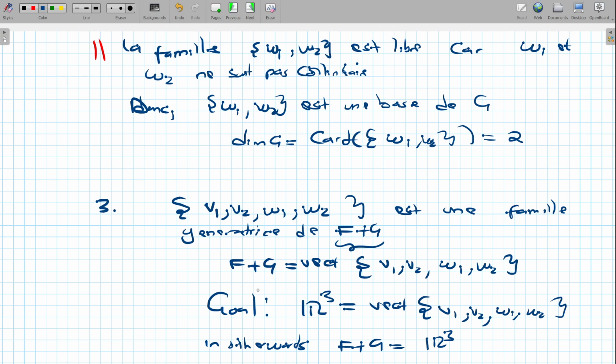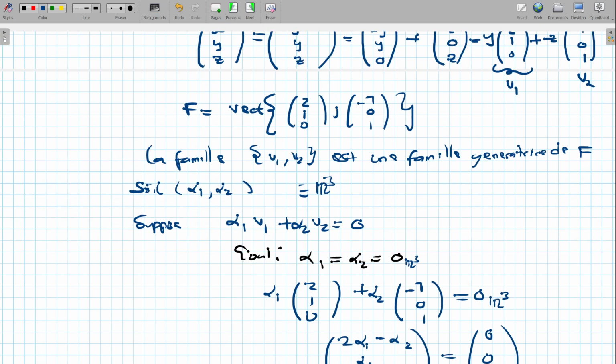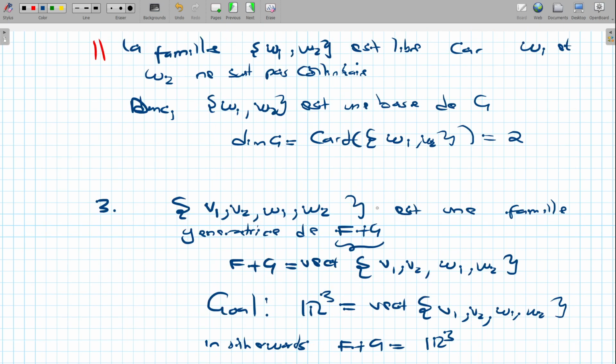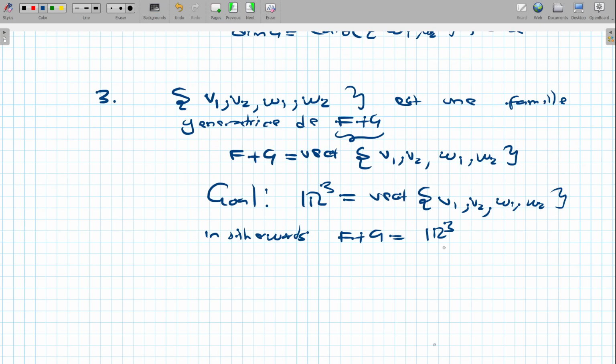In other words, F plus G is equal to vect of the vectors V1, V2, W1, W2. But then the question is saying we must show that this same family of vectors, c'est une famille génératrice de quel espace? De R3. So we're supposed to show that R3 is equal to vect of V1, V2, W1, W2. In other words, we're supposed to show that F plus G is equal to R3. Hopefully, you're able to understand. Now, two vector spaces are equal if and only if.